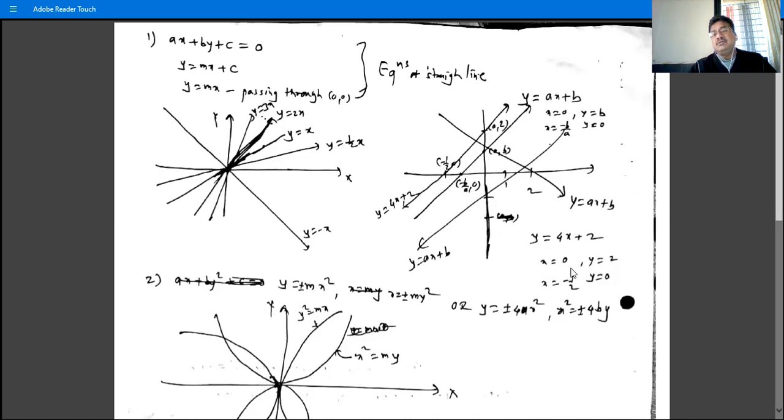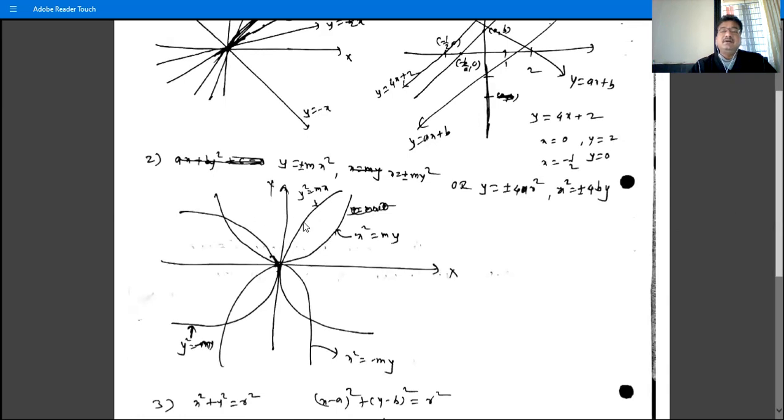But we have to draw the diagram, the graph of that line. So in order to draw the graph, just substitute x is equal to 0, find y, and denote that point. And substitute y is equal to 0, find x, and denote that point. And the line passing through those 2 points is the graph of that equation.